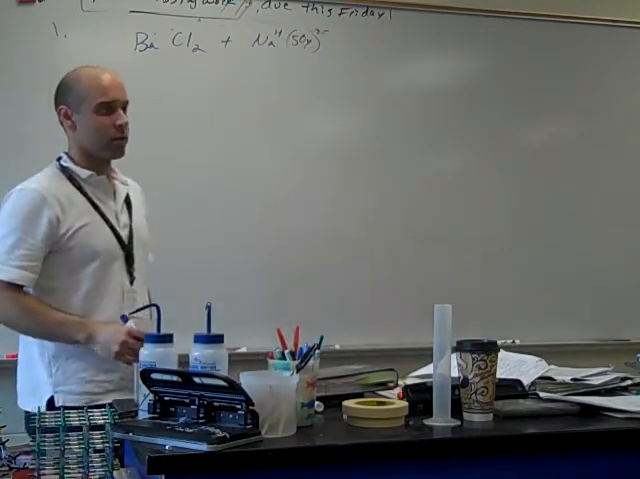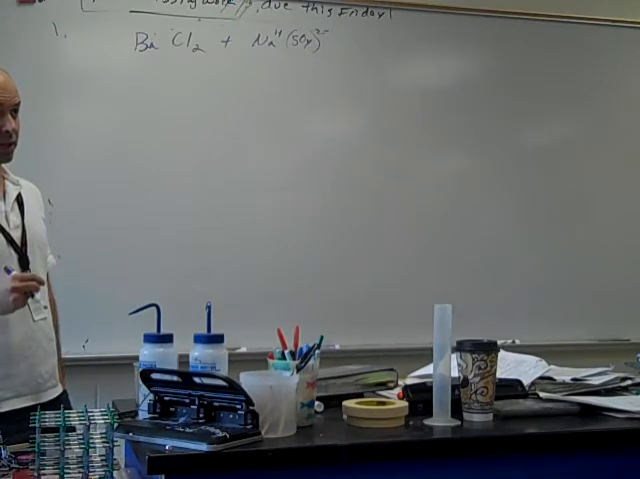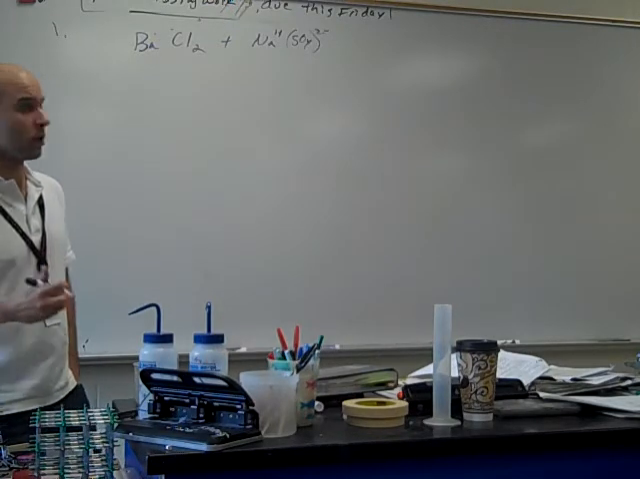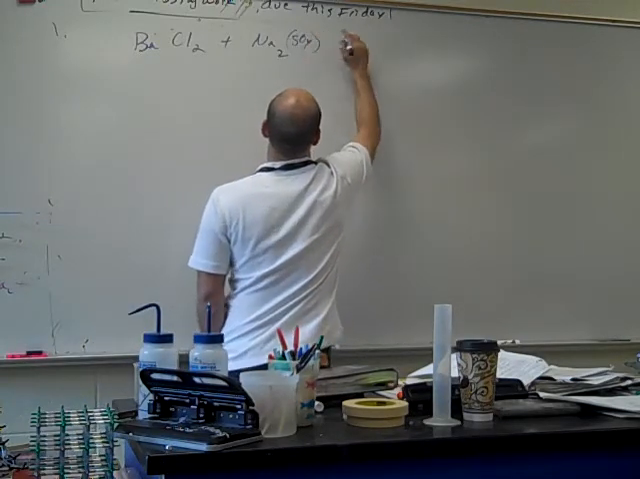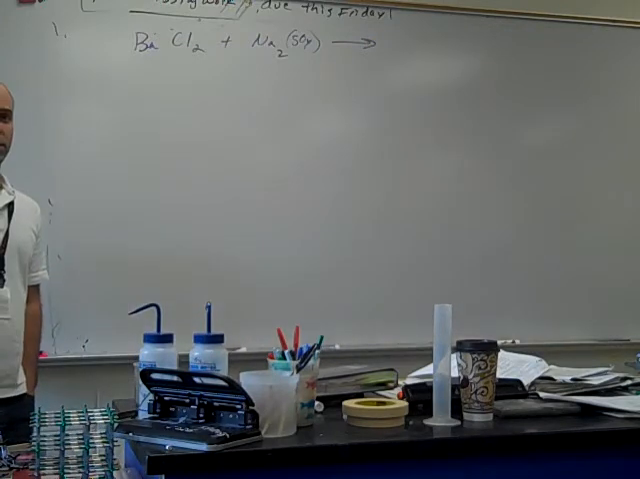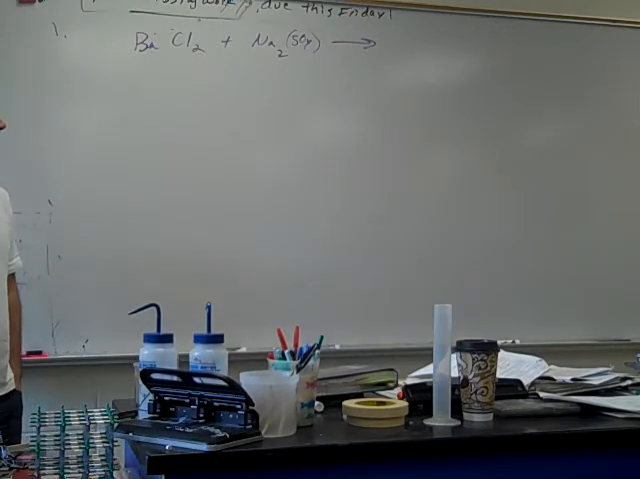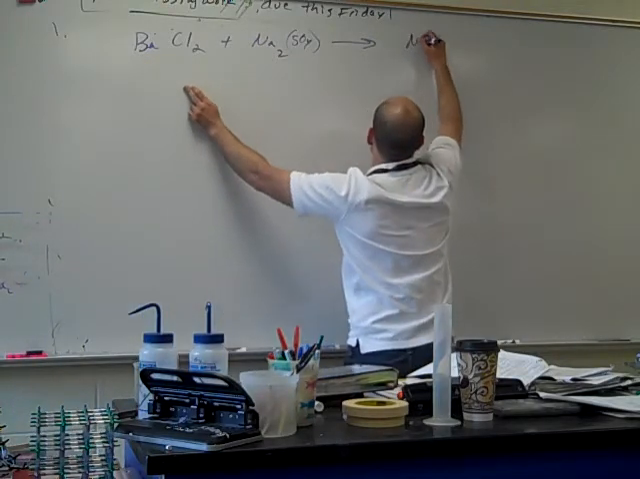How do I know it's a -2? Because it's in the same column as sulfur, and sulfur's a -2. Otherwise, you can look it up. Crisscross, there you go. What type of reaction do we have going on here, Anna? Double displacement. So I'm going to switch the sodium and the barium.